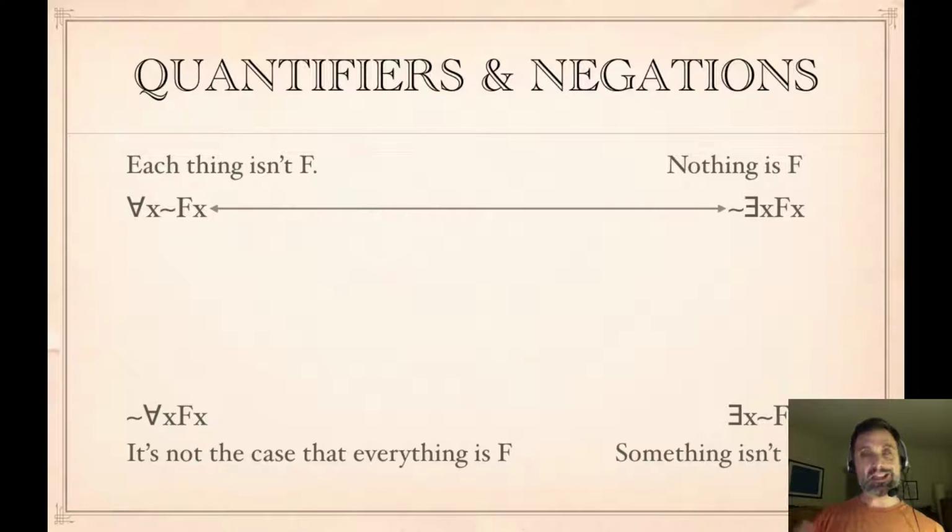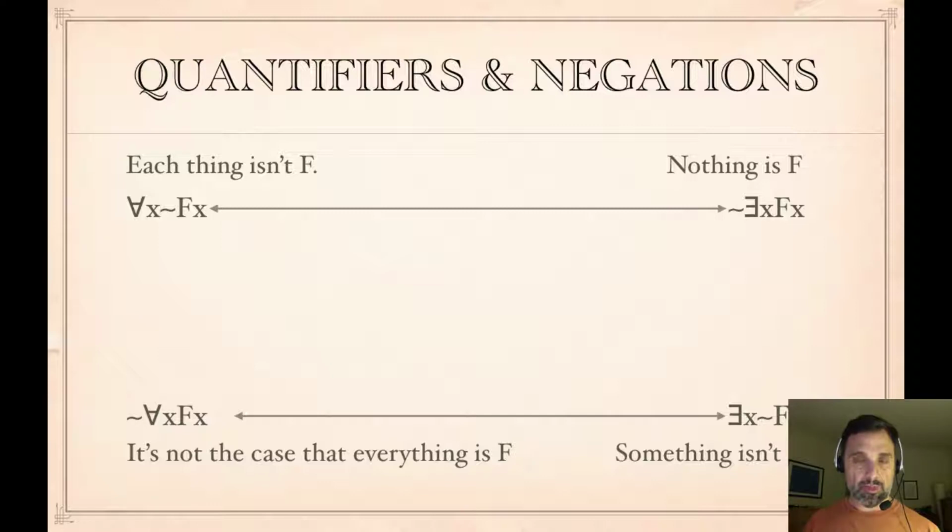If we say it's not the case that everything is F, then there's at least one thing that isn't. And if there's at least one thing that isn't, then we say, is everything F? No. So these two are also equivalent. The top row implies the bottom row, but not vice versa. If everything isn't a frog, then it's not the case that everything is a frog. But if we say it's not the case that everything is a frog, does that mean each thing isn't a frog? No, it doesn't. That's a stronger claim, right?